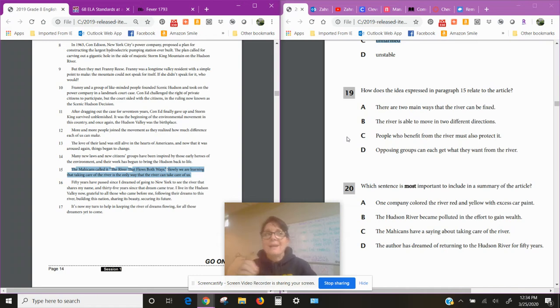However, does that help us? Does that help us relate to anything else that's in there? Does it matter if it flows in two different directions? We don't know. All right, C. People who benefit from the river must also protect it.